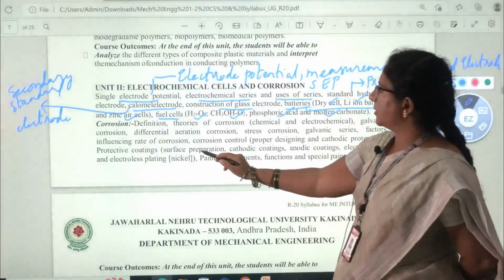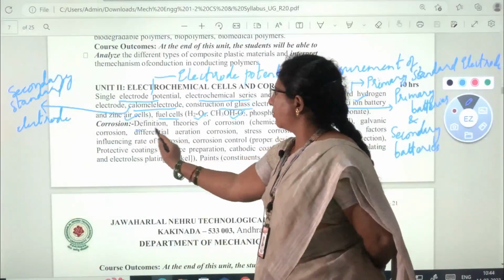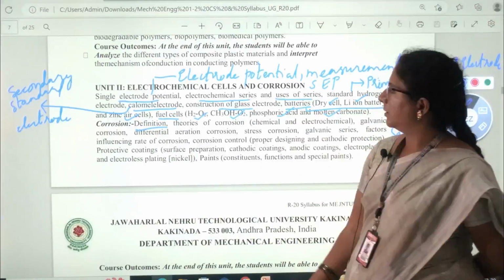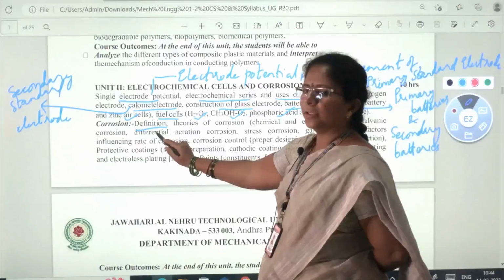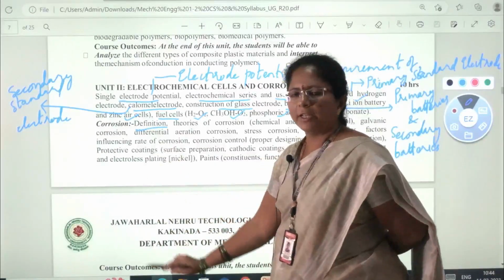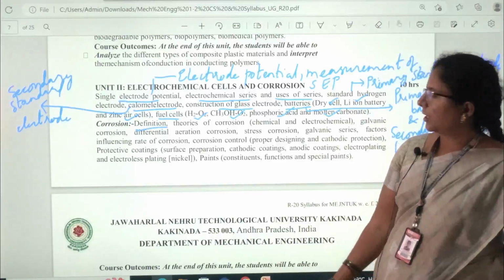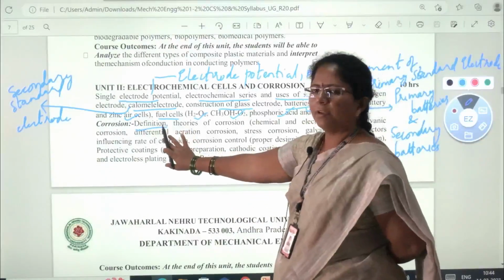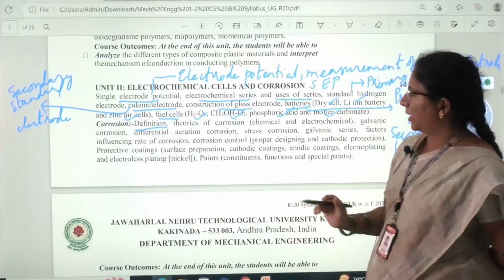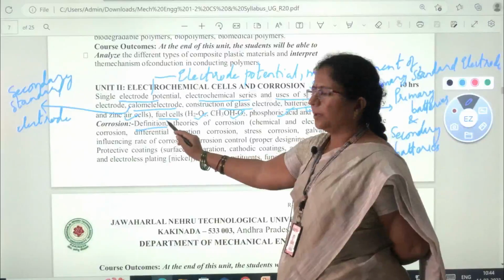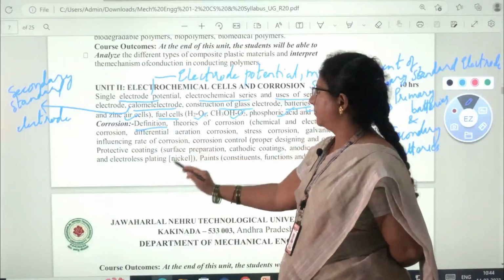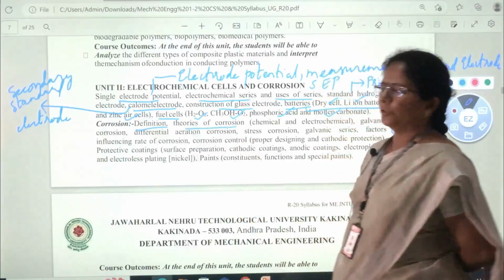And second part of this unit is corrosion. So in corrosion basically we will be discussing the definition and the causes of corrosion. So corrosion means what? Nothing but the gradual decay of a metal. So coming to the cause of the corrosion, here we will be discussing which metals will undergo corrosion and which metals will not undergo corrosion, and the reason for the metals not undergoing corrosion, all that we will discuss in detail here. And next one is theories of corrosion.